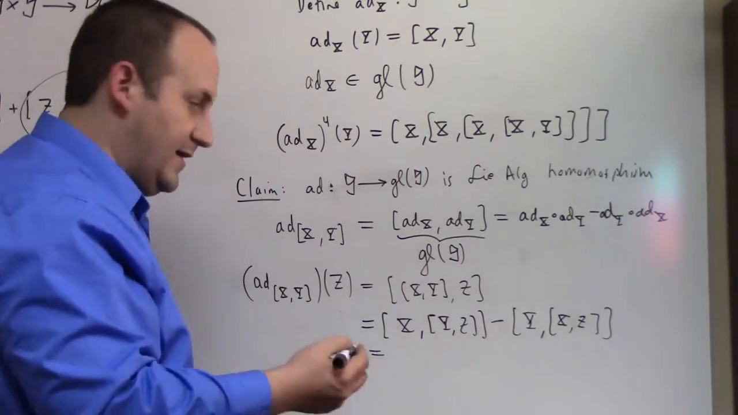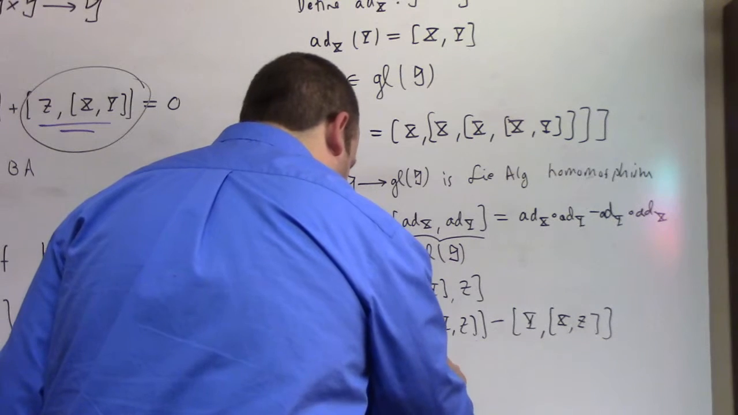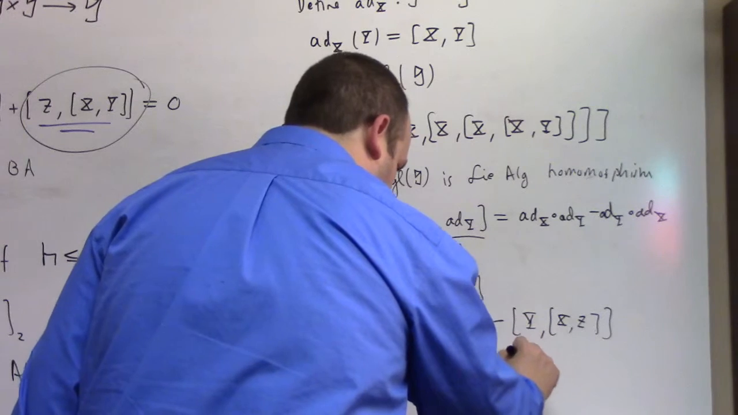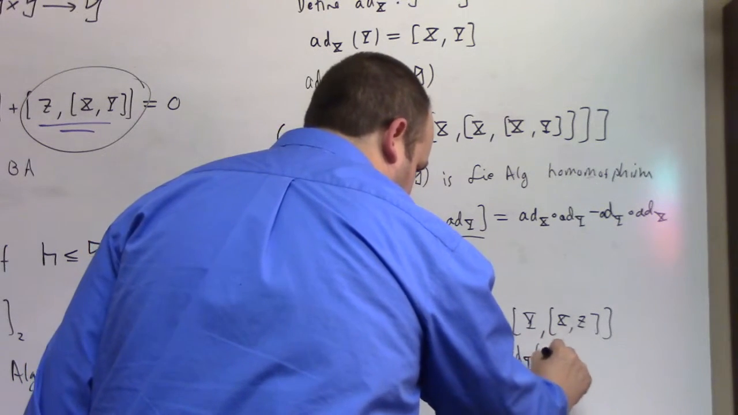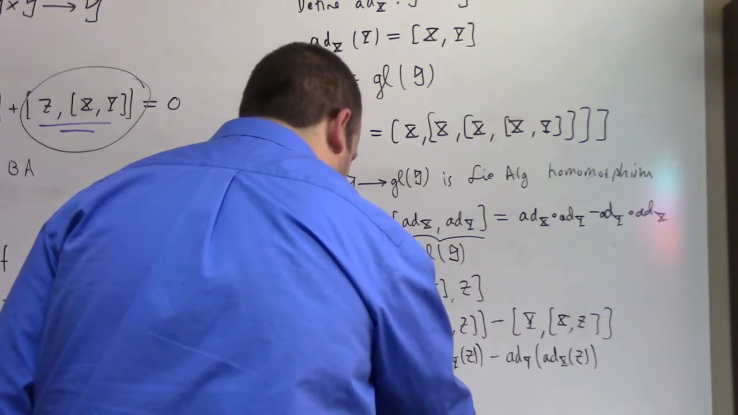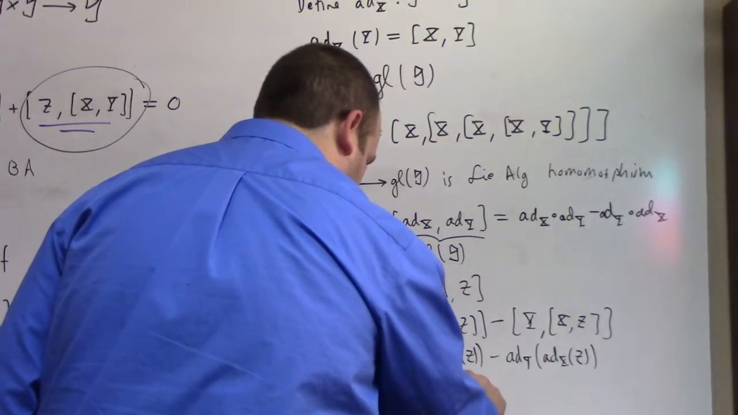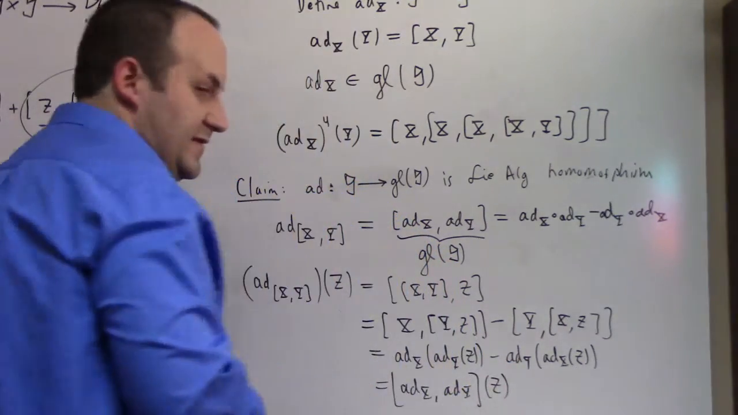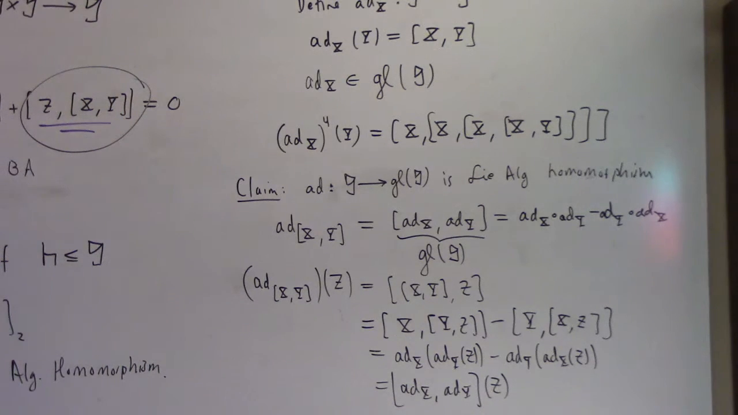Okay. And now we're looking at add x of add y of z minus add y of add x of z. You pull the z out and you've got the bracket of add x, add y, acting on z. But this holds for arbitrary z, therefore it's an identity. Which shows, of course, that the adjoint is as claimed. It is indeed a Lie algebra homomorphism.